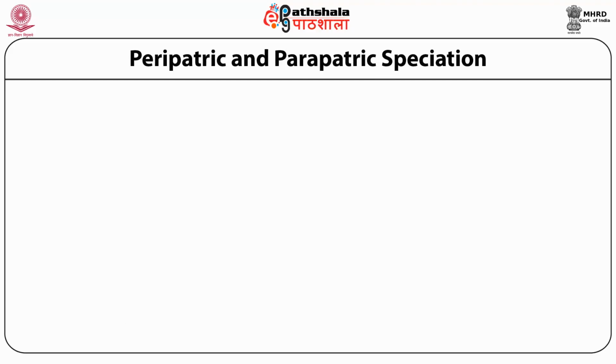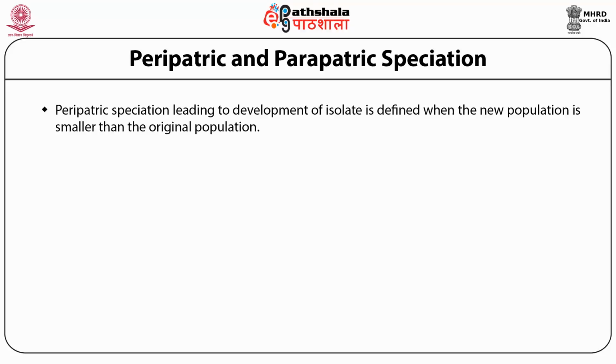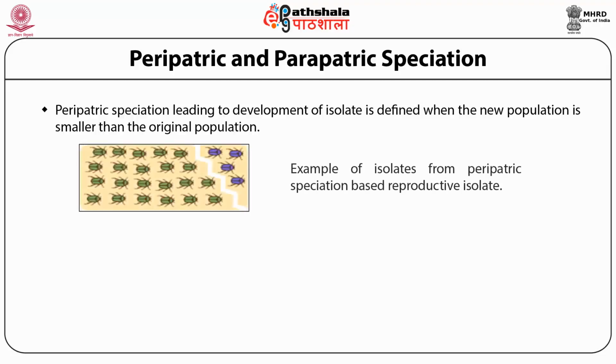Another kind of speciation is parapatric speciation. Parapatric speciation leads to development of isolation when the new population is smaller than the original population. In parapatric speciation, a small population is isolated from the main population, and this small population makes full-blown populations. In this type, both geographical isolation and genetic drift play a crucial role.